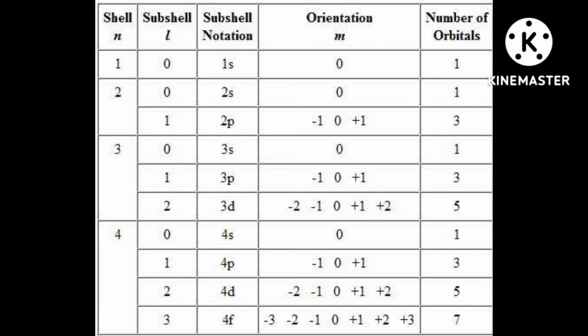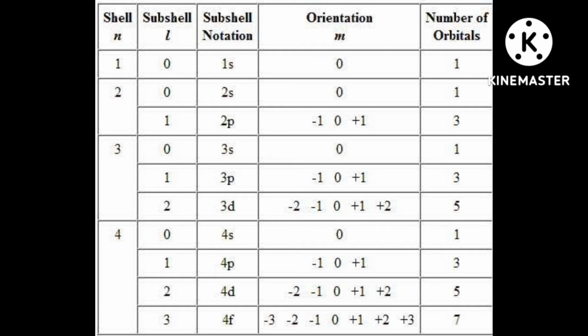L is equal to 1, then 2 into 1 plus 1, that is 3. Then m will have 3 values. Here you should understand, m values start from negative to positive via 0. So here you are getting 3 values, and if L is equal to 1, m has 3 values.